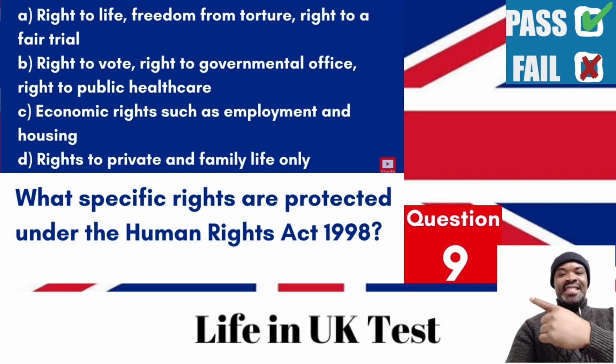Question 9. What specific rights are protected under the Human Rights Act 1998? A. Right to life, freedom from torture, right to a fair trial. B. Right to vote, right to governmental office, right to public health care. C. Economic rights such as employment and housing. D. Rights to private and family life only.